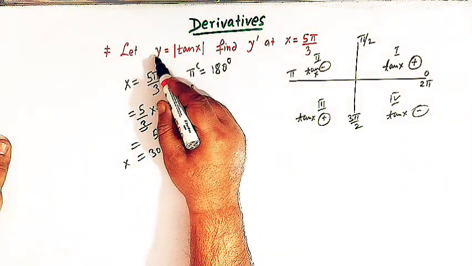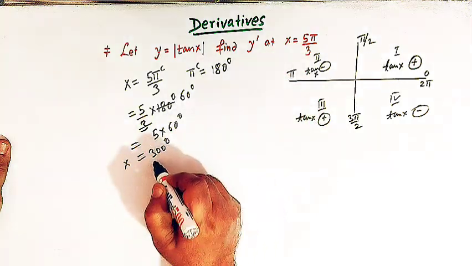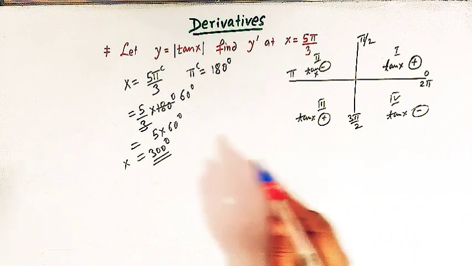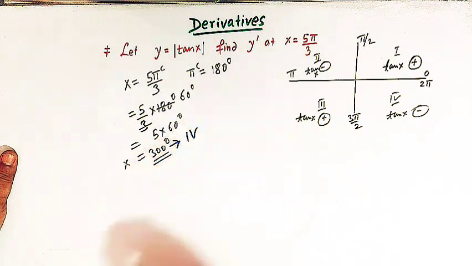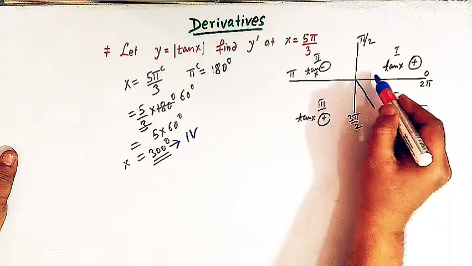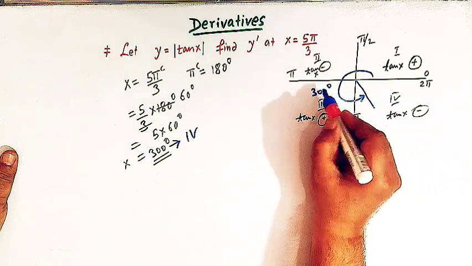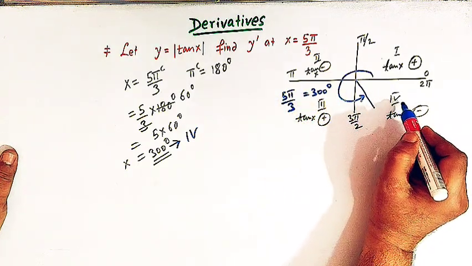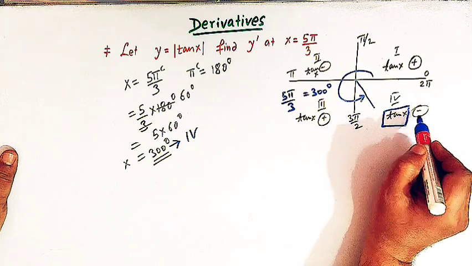So we have to find the derivative of y at this point, that is x is equal to 5 pi by 3, which is equivalent to 300 degrees, right? And we can see that this angle falls in the fourth quadrant. So this angle is 300 degrees, that is equal to 5 pi by 3. So we are in the fourth quadrant, and in the fourth quadrant the tangent function is negative, right?